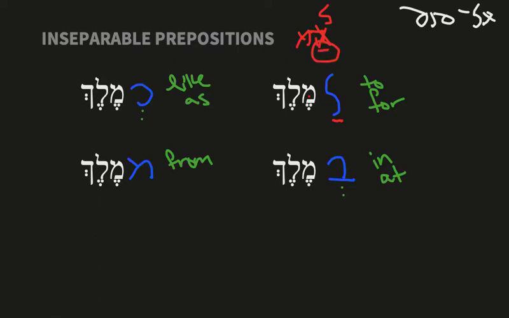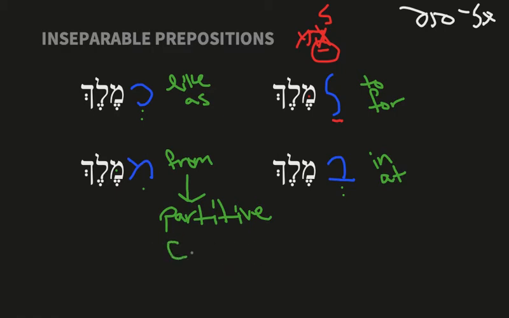Let's talk now about the preposition min, which can attach with a makef, or it can be inseparable. Normally what it shows up as is a mem, when inseparable, with a hiruk and doubling. So, from the king. That is its most common translation. It can also be used as a partitive word, which would indicate some of, so some of a king, some of the food.